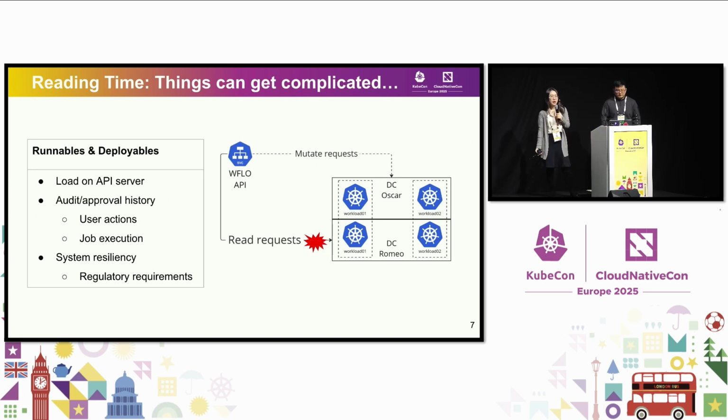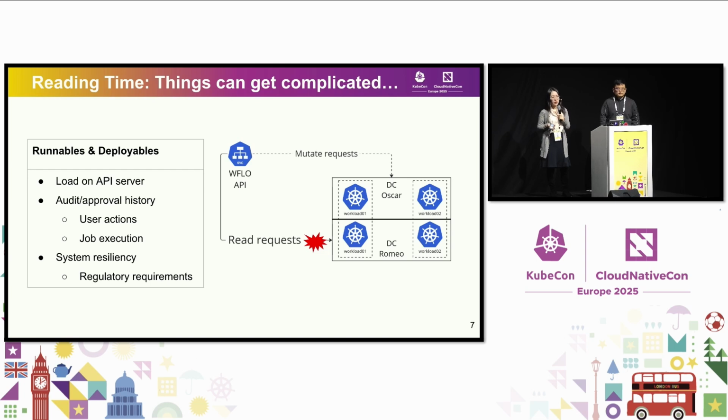And then on the other side of this loop, the read request, the difficulty seems similar for runnables and deployables. First of all, if all the read, say the list, consumes so much CPU resources, if all those requests actually land on the Kubernetes API server itself, then that's too much load. It may even degrade the performance of the cluster in terms of orchestrating the workflow itself.